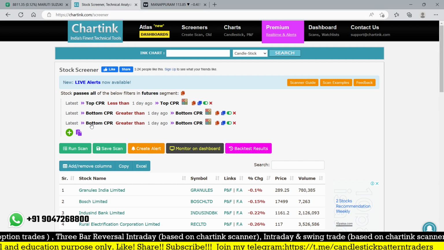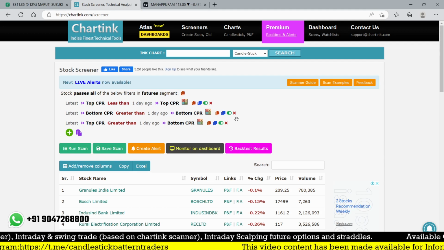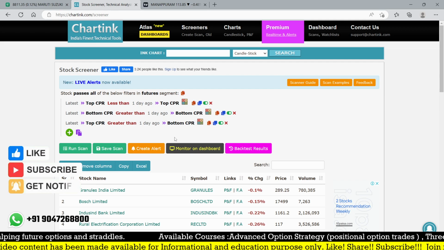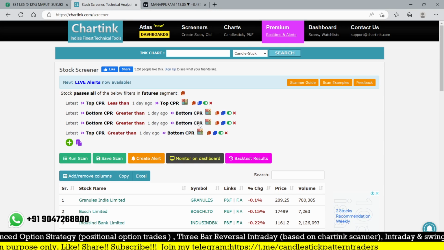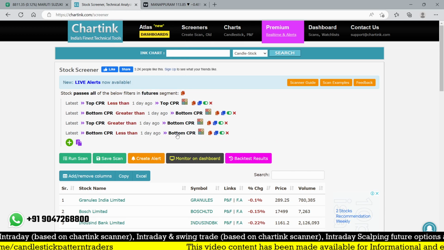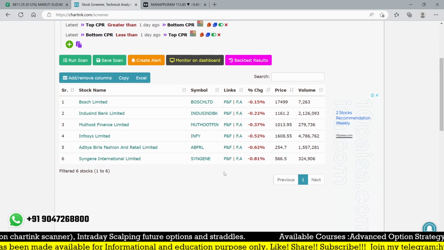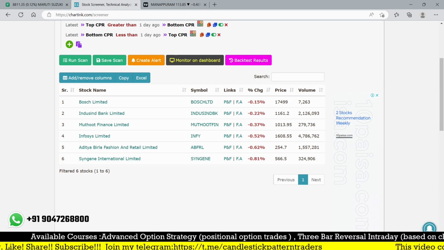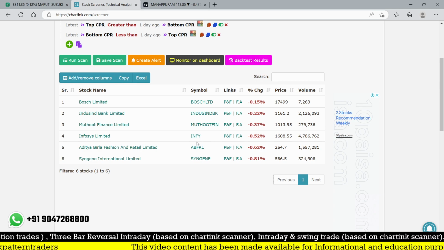So the latest bottom CPR or top CPR greater than one day ago bottom CPR, and another condition which we have copied: bottom CPR must be less than top CPR. And if you use these conditions, we have only a few stocks. Got it? Only 6 stocks. Let me go for Shinjin, Aditya Birla Fashion, Infosys, Muthoot Finance, Indusind Bank, and Bosch. So these are the stocks, a very few number of stocks.